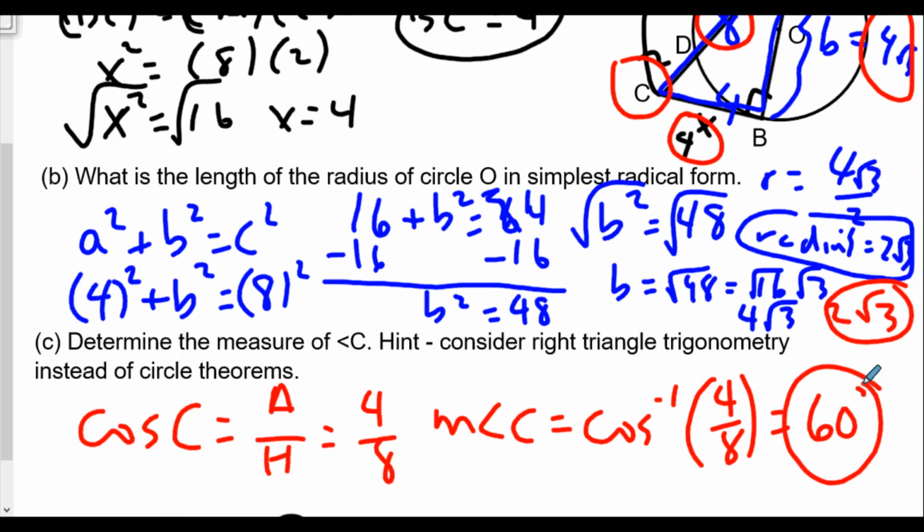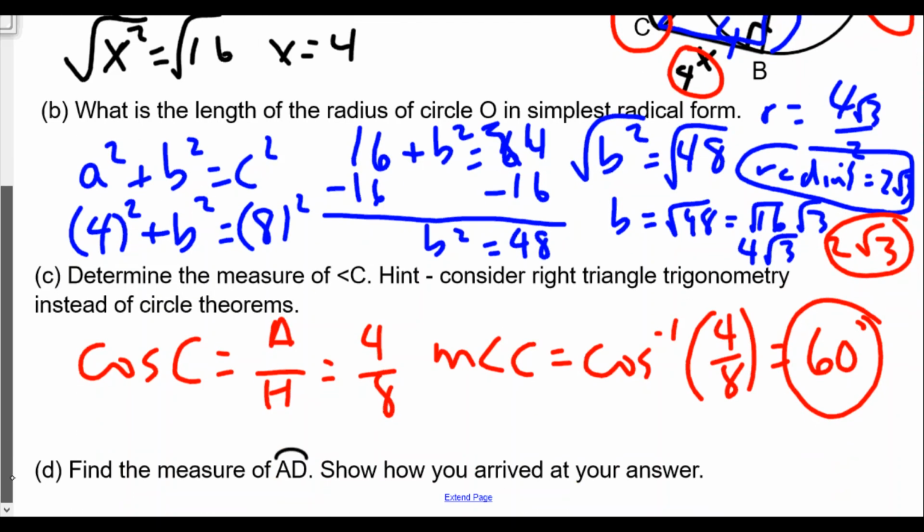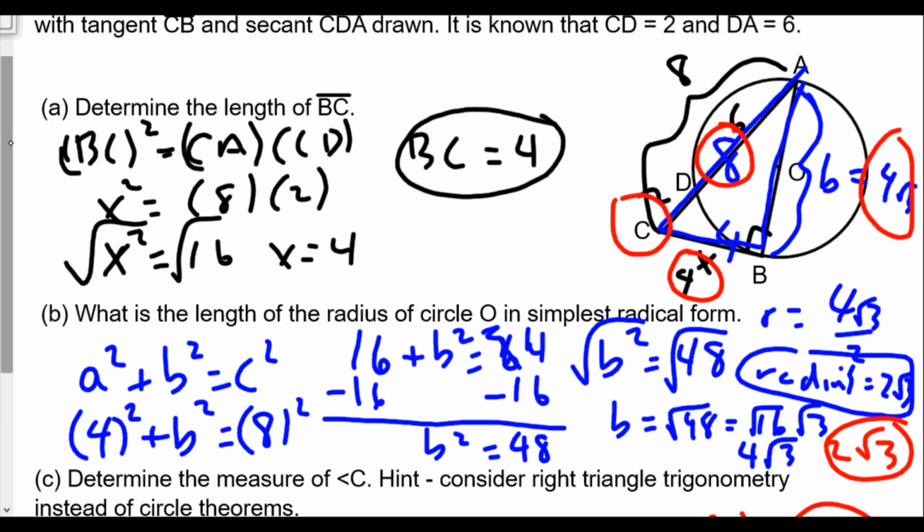Okay, all right, so now the last question is: find the measure of arc AD and show how you arrive at the answer. Okay, so let's mark our diagram here. This is 60 degrees. And we want to find the measure of arc AD. Well, if angle C is 60 degrees, that would mean that angle A had to be 30 degrees.